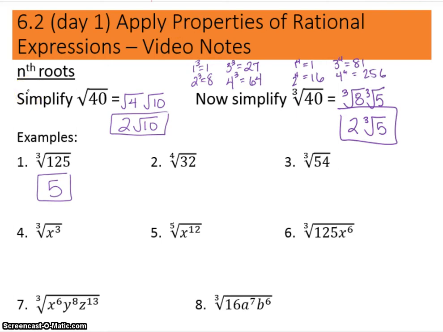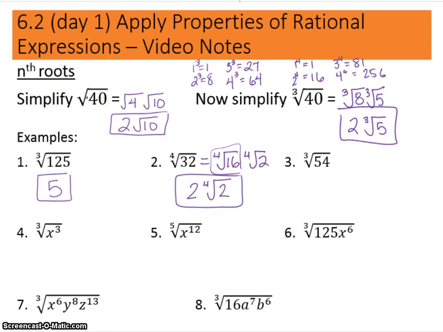So in number 2, we need to find a perfect fourth power that goes into 32. So we are going to take 16. And so we're going to split this into the fourth root of 16, and the fourth root of 16 times 2 is 32. Now, what is the fourth root of 16? Well, the fourth root of 16 is 2, so this is 2, fourth root, 2.